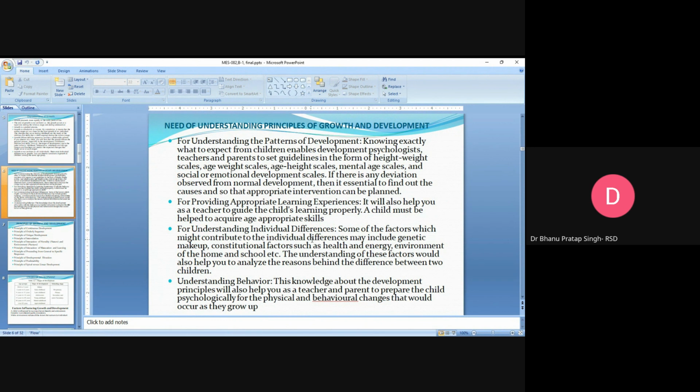For providing appropriate learning experience, this is the next need. It will also help you as a teacher to guide the children's learning properly. A child must be helped to acquire age-appropriate skills, meaning that at a particular age, a minimum level of learning should be attained by the children.